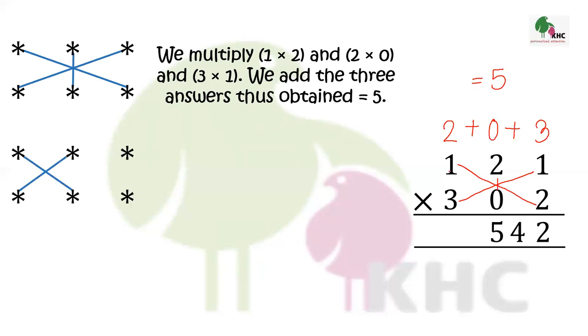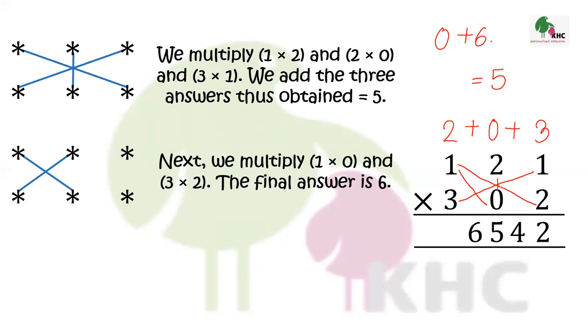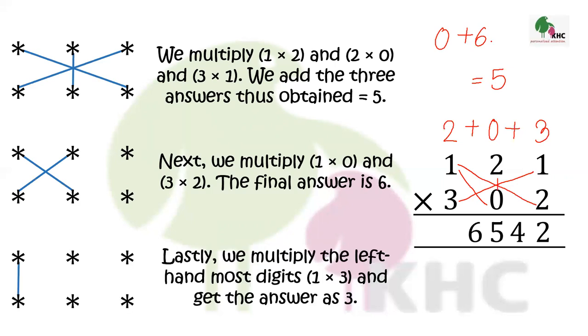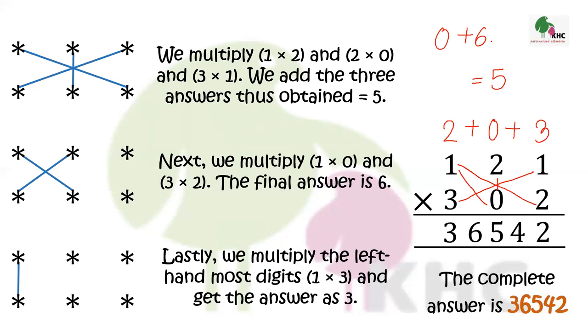After that, we have to cross multiply the hundreds digit with the tens digit. So 1 times 0 is a 0 and 3 times 2 is a 6. So the answer is 6. Lastly, we vertically multiply the hundreds digit. 3 times 1 is 3. So write down 3 as it is. The complete answer is 36,542. So these are the steps. There were 5 steps involved while multiplying a 3-digit number with a 3-digit number. And this is how we are supposed to solve it.